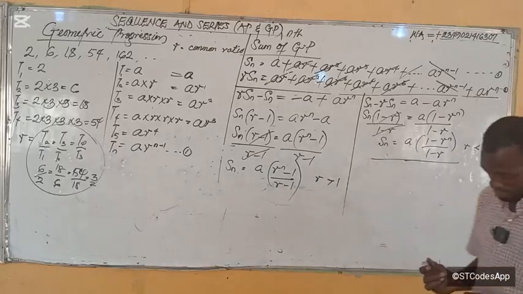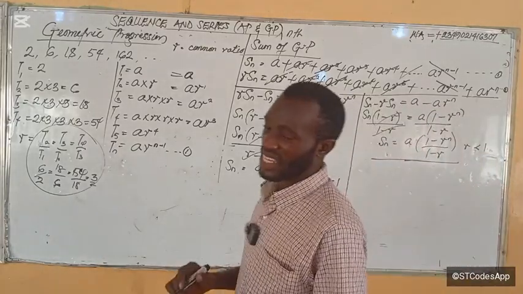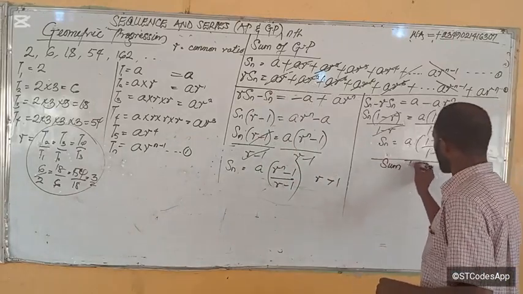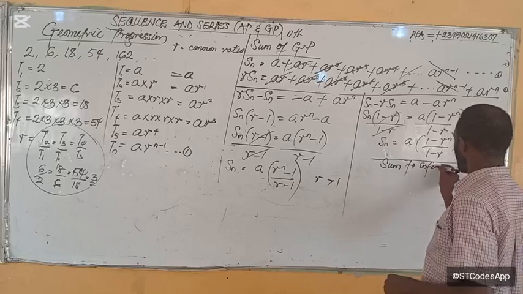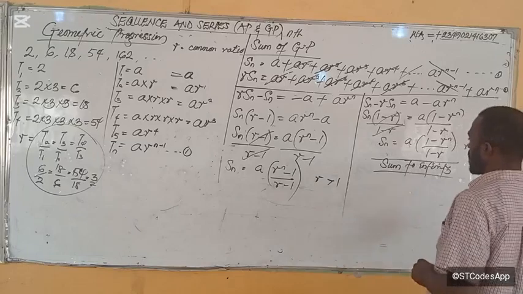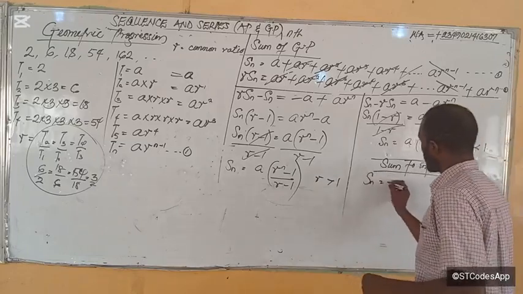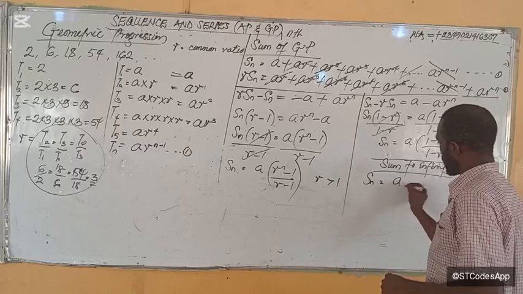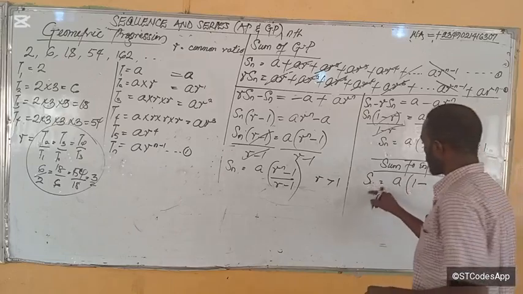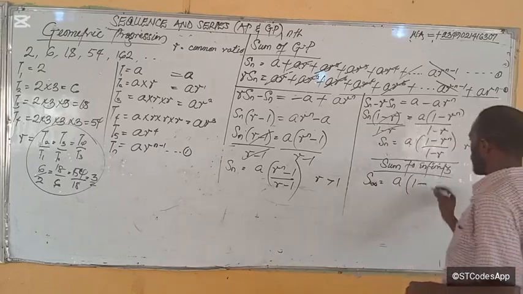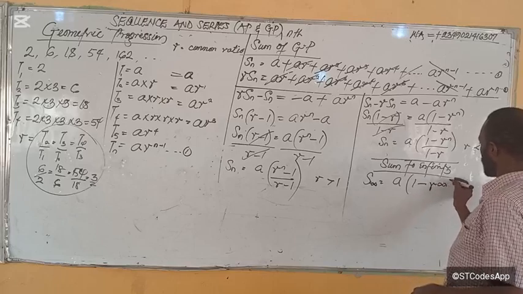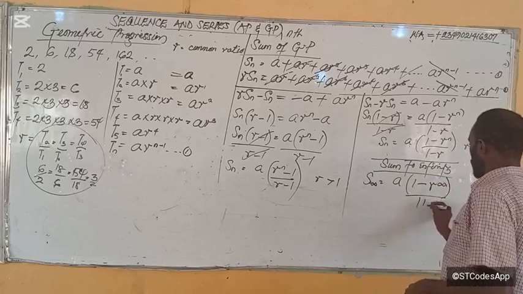Is that clear? Now, how do we take an infinite sum? So this is called sum to infinity. Sum to infinity. How do we take sum to infinity? So very easy, I'll just show you this, that S sub n equals A into brackets 1 minus, when n is infinity now, n infinity. So that will be R raised to power infinity over 1 minus R.